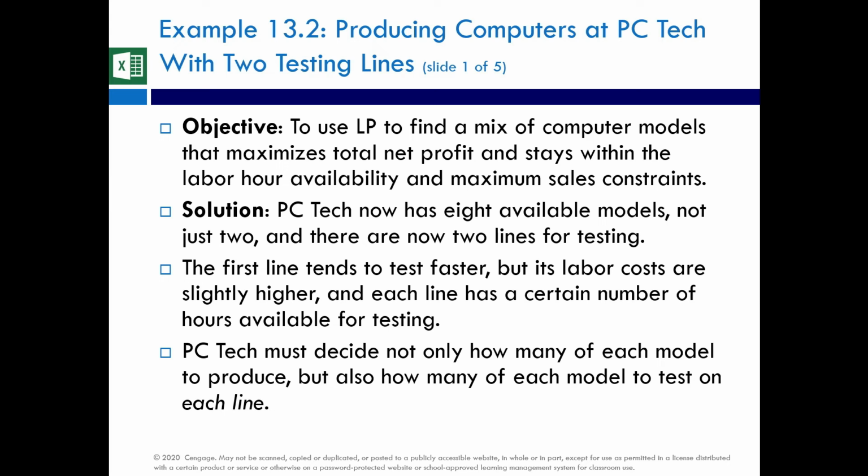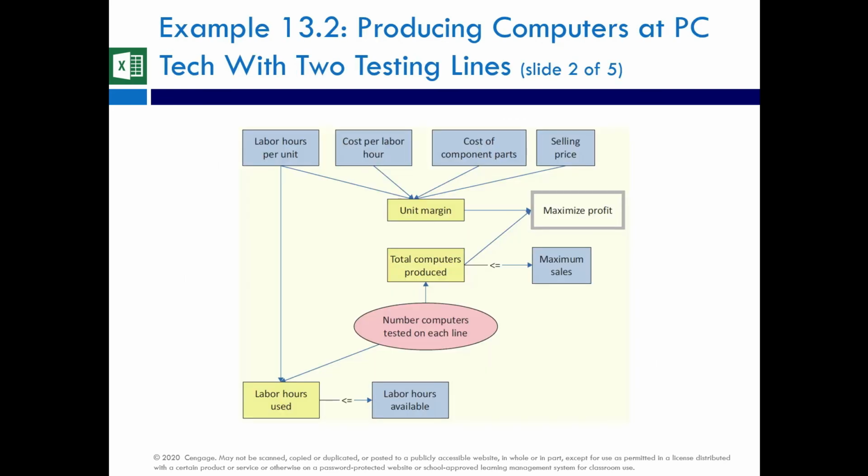Solution: PC Tech now has 8 available models, not just 2, and there are now 2 lines for testing. The first line tends to test faster, but its labor costs are slightly higher, and each line has a certain number of hours available for testing. PC Tech must decide not only how many of each model to produce, but also how many to test on each line. So we have a diagram that shows all the constraints that we need to look at.